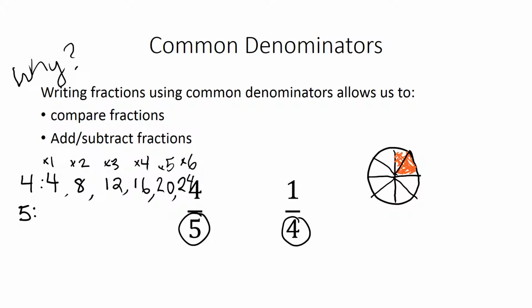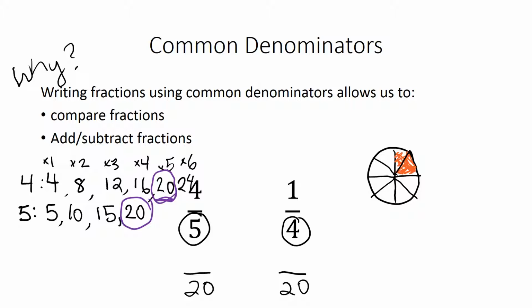The other denominator I have is 5, so I'm going to write out the multiples of 5. 5 times 1 is 5, 5 times 2 is 10, 5 times 3 is 15, 5 times 4 is 20, and I can stop there because I have found the same number in my multiples of 4 and my multiples of 5. And what that means is the common denominator for 4/5 and 1/4 is going to be a denominator of 20.